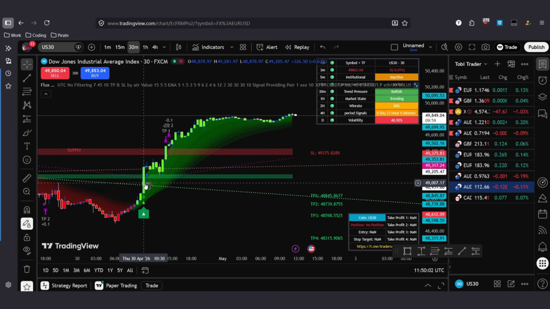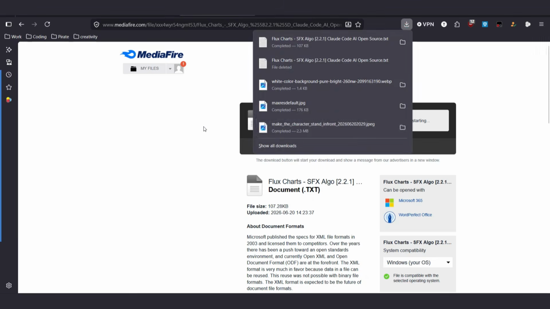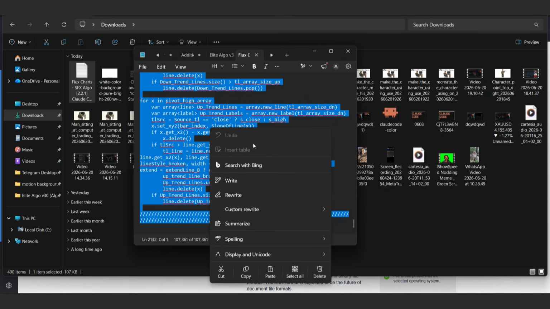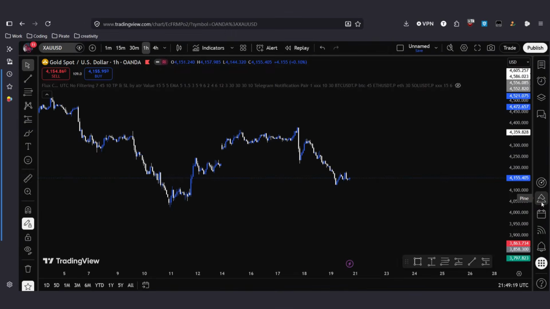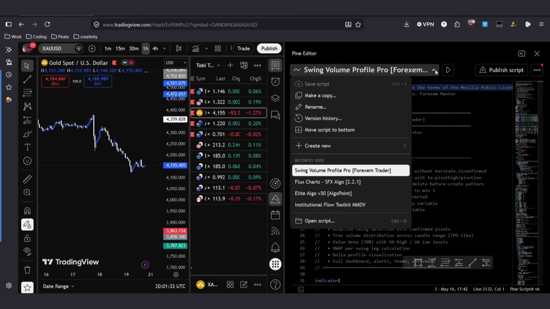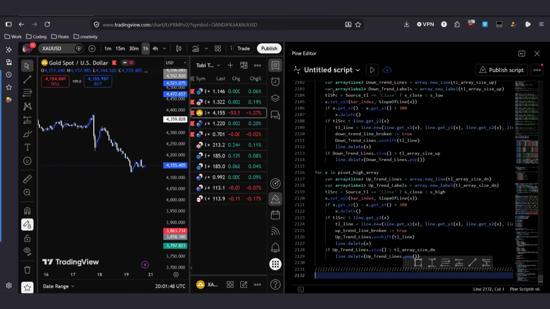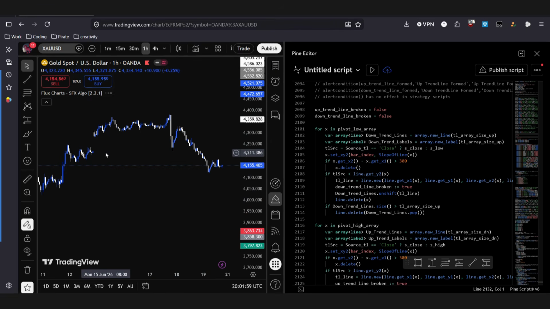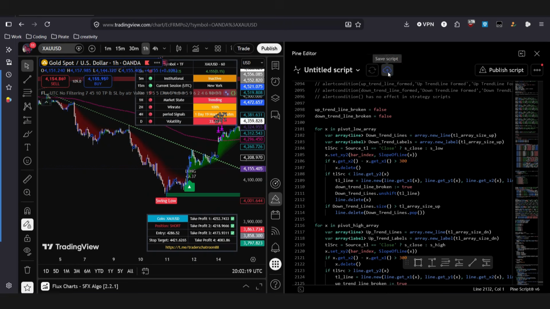Now let me show you how to put this in your chart. First, download the script. The link will be provided in the description below. Open the text file, copy the whole code, open TradingView, go to Pine over here, create new and choose indicator, paste the code and click add to chart. Congratulations, you're a coder. Now lastly, just save it like this and you got it.